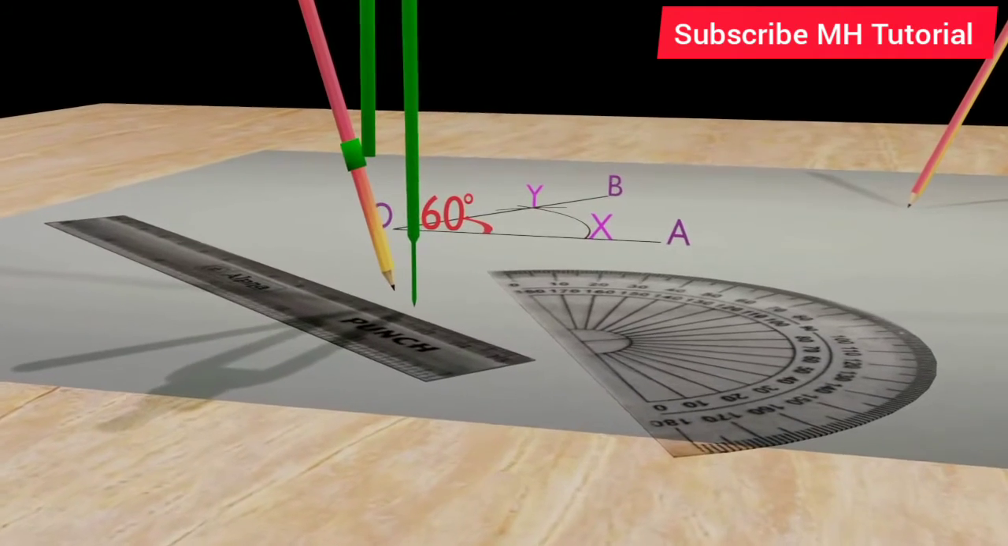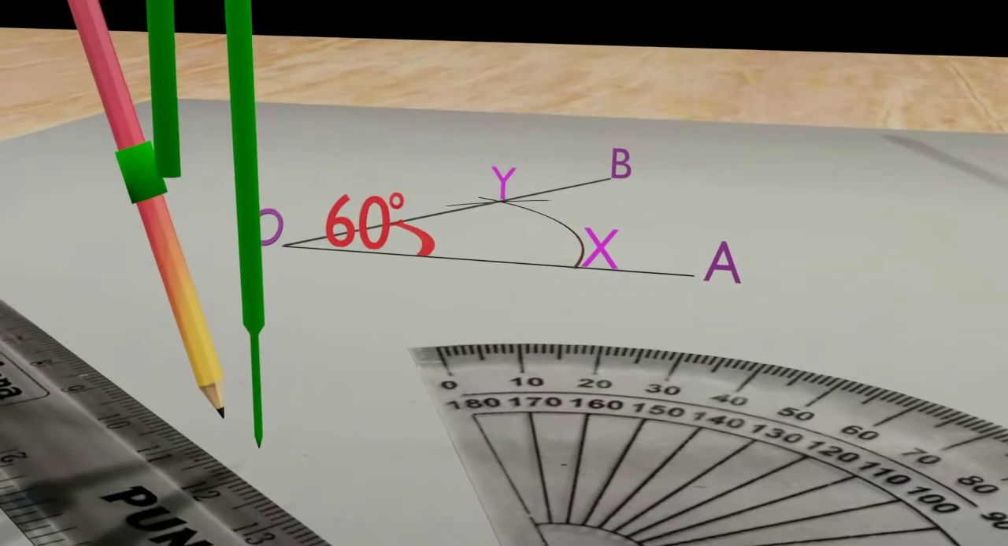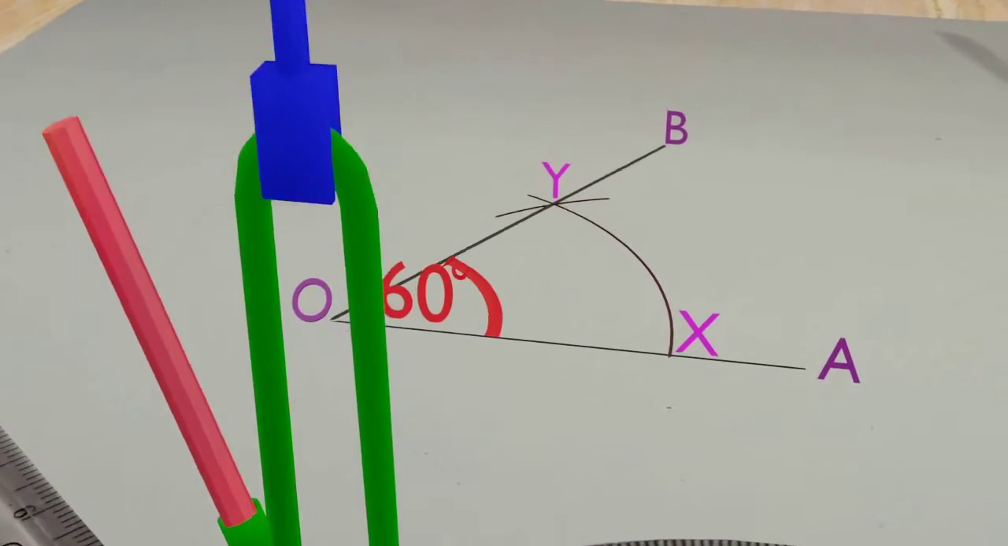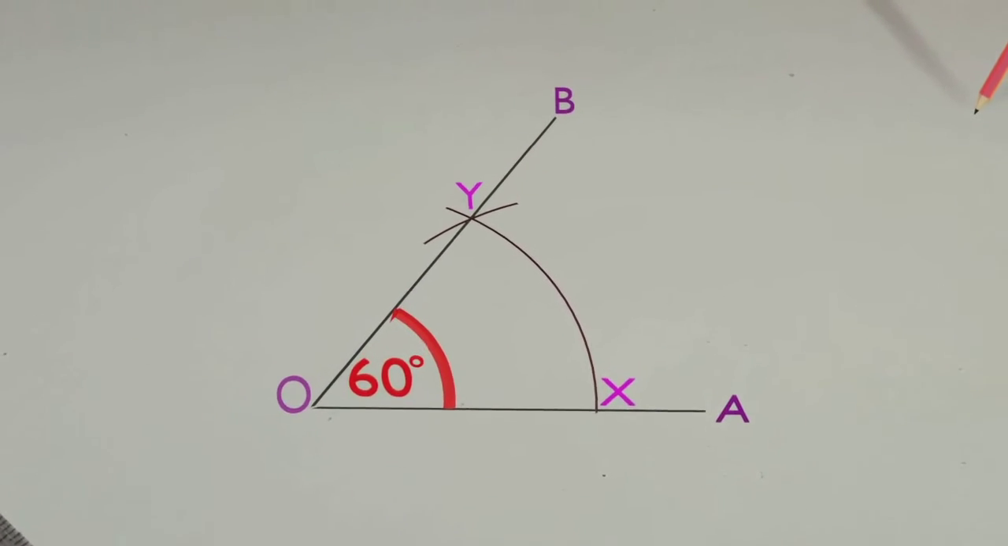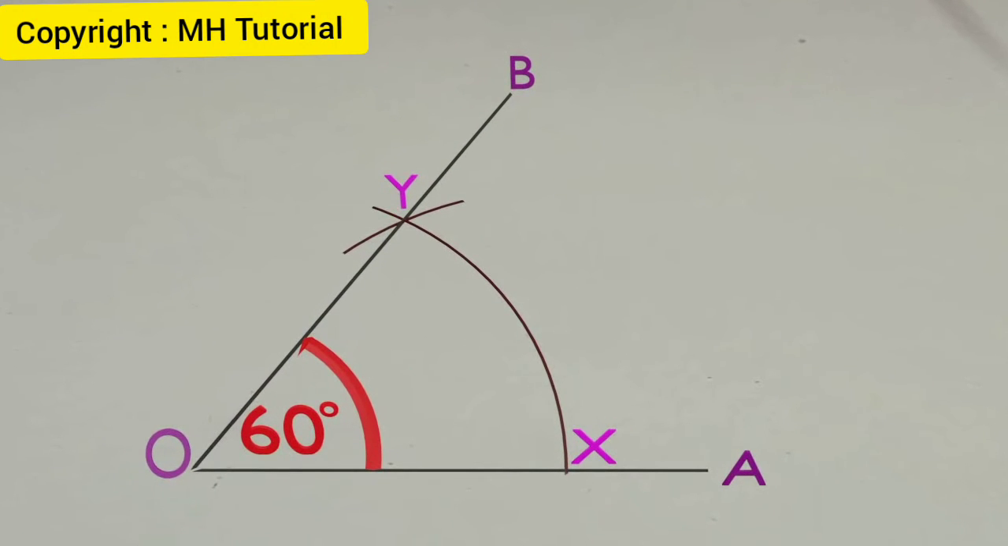60 degrees angle without the help of the protractor. In this video we will see all the procedures step by step. It is necessary to practice this process to solve various construction problems.